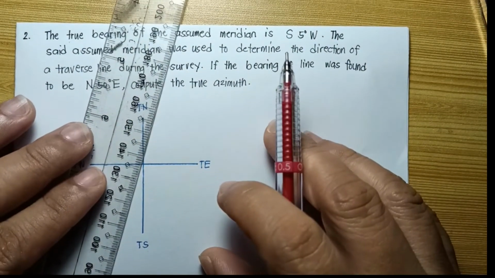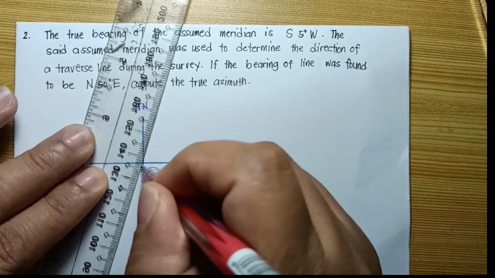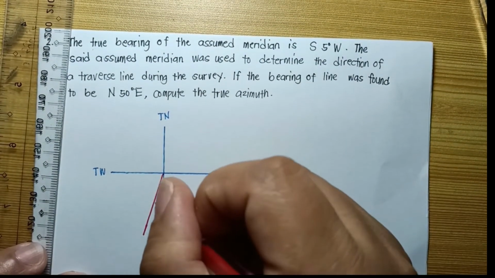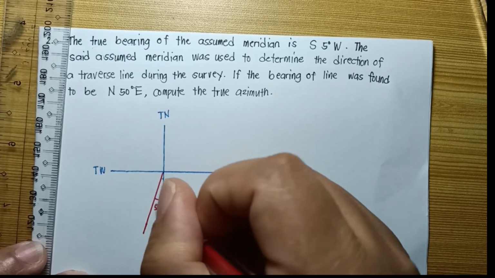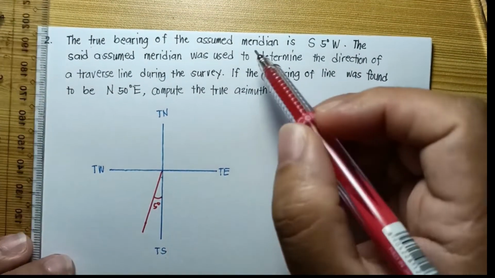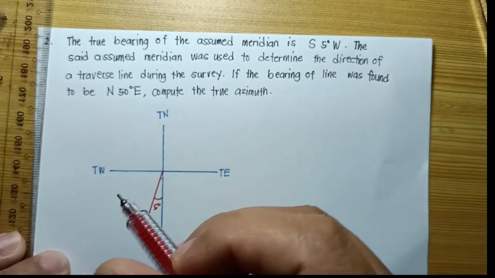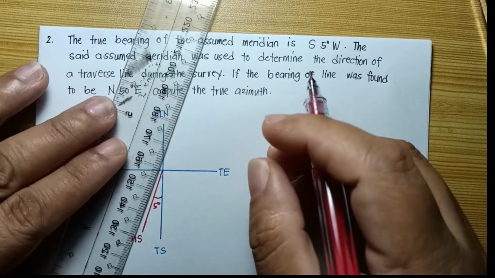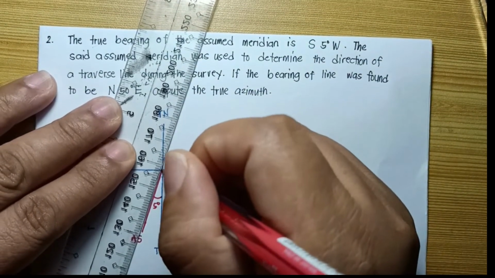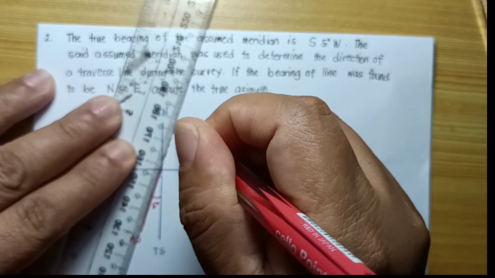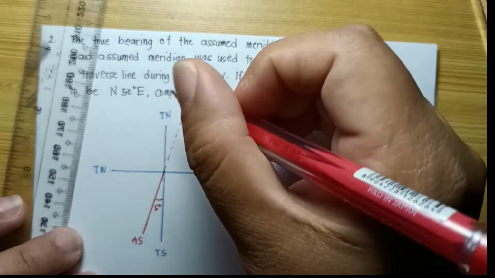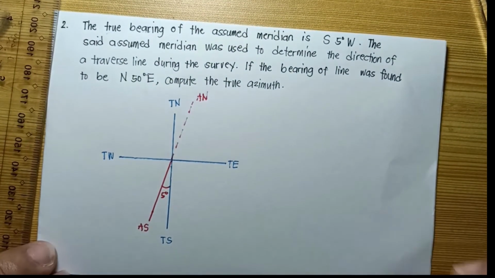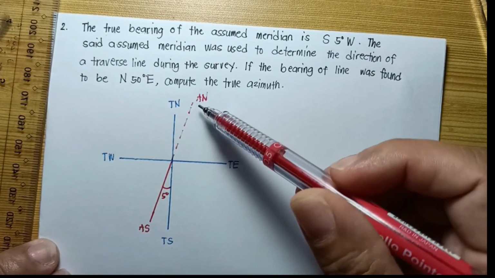This is the south. Okay, and we have 5 degrees. Now, since this is the assumed meridian, I will call this one assumed south. And of course, if I extend that line in the other direction, the other end is the assumed north. So we already plotted the assumed meridian.